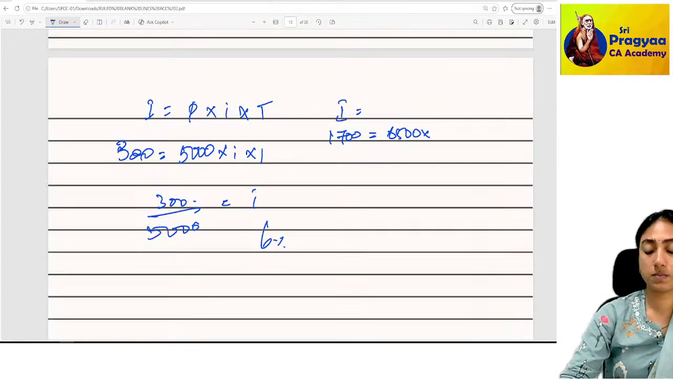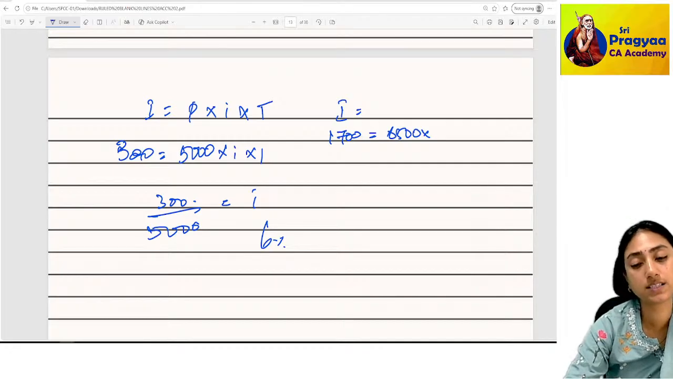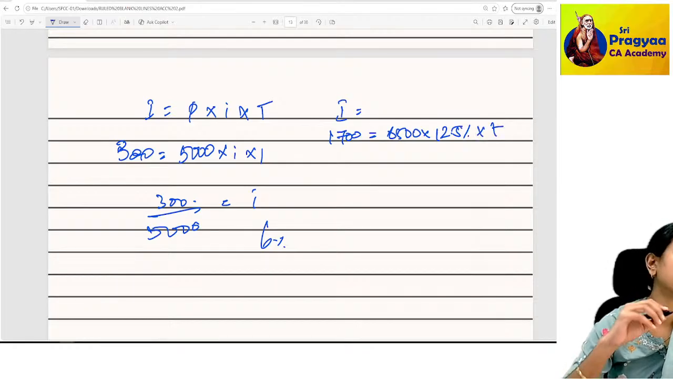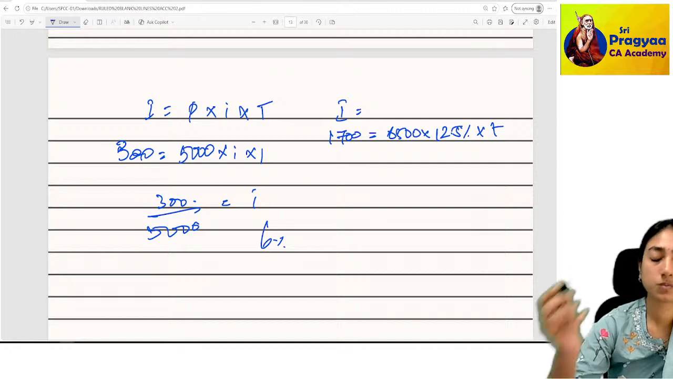I am working out the seventh one. Into I is how much? 12.5% into T. 8500 into 12.5.